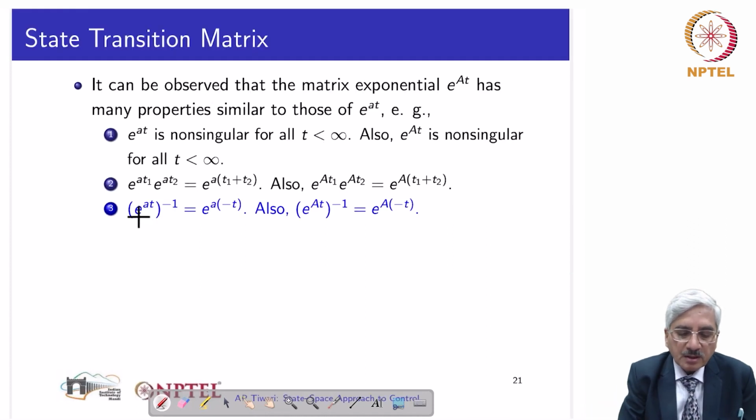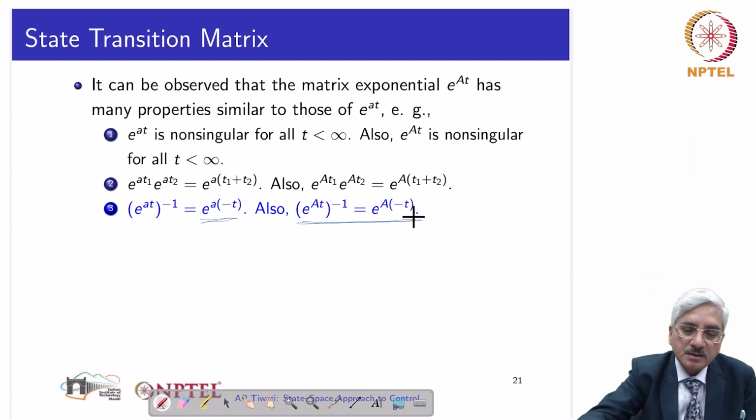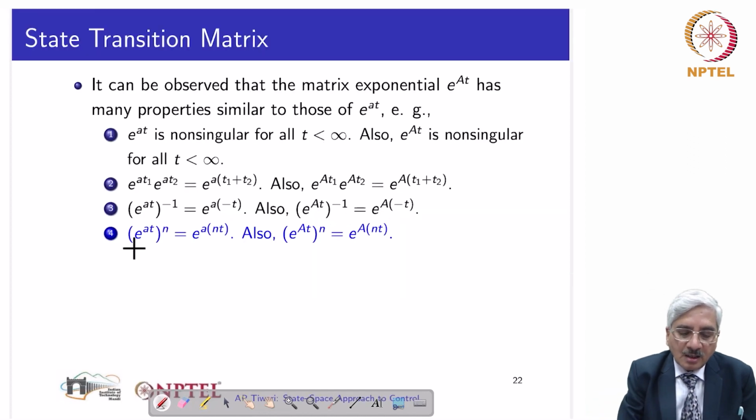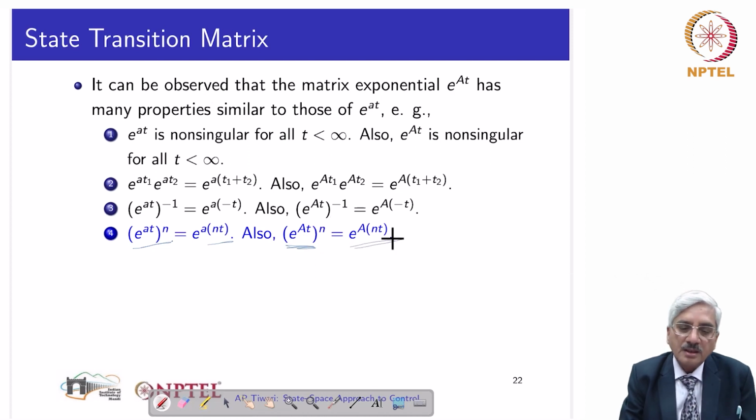Similarly, e power small a t inverse is e power a minus t, and so does the matrix exponential. (e power At) inverse is e power A minus t. (e power small a t) power n is equal to e power a into nt, and so does the matrix exponential. (e power At) power n is e power A nt.